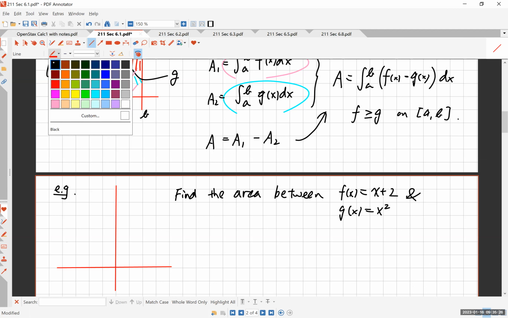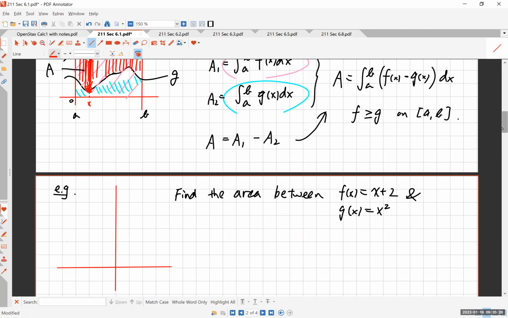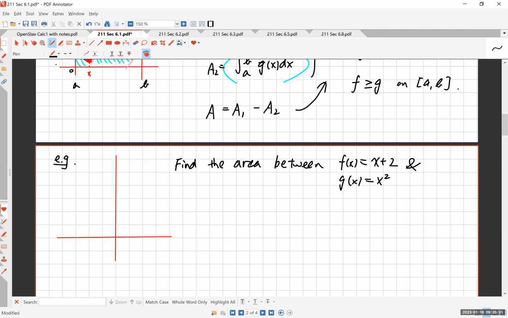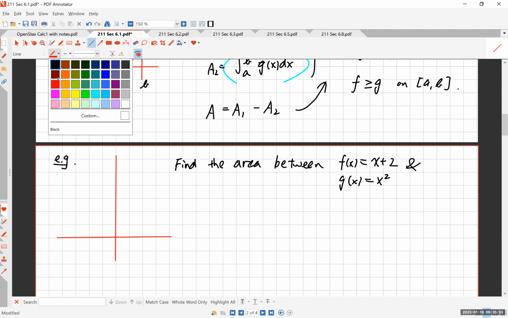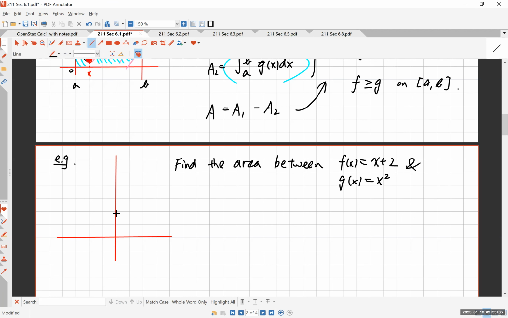Okay, so f(x) is x + 2. Well, that's an easy one. That's just a straight line function, right? And so I start at 2. And so it's going to be something like this. Is that okay? Yeah, that looks good, right? Recognizing that the slope is 1 and y-intercept is 2, right?